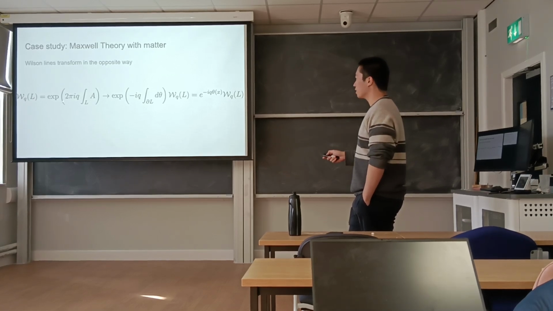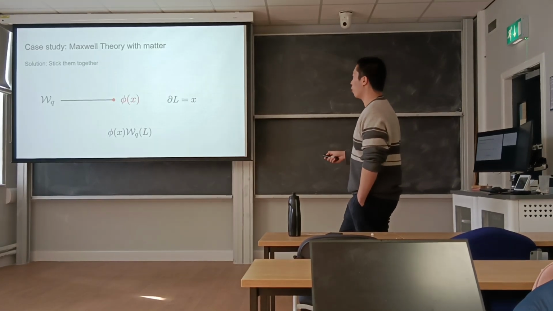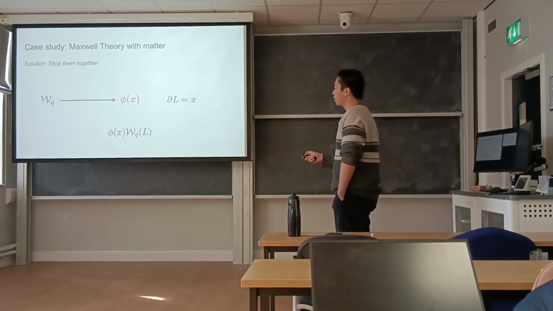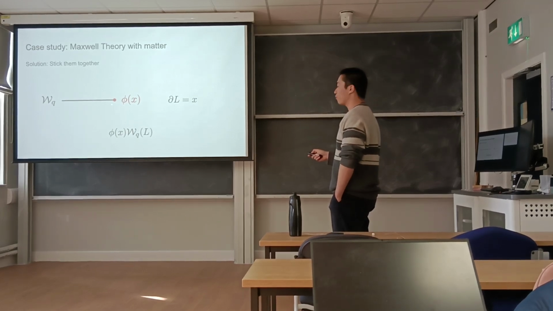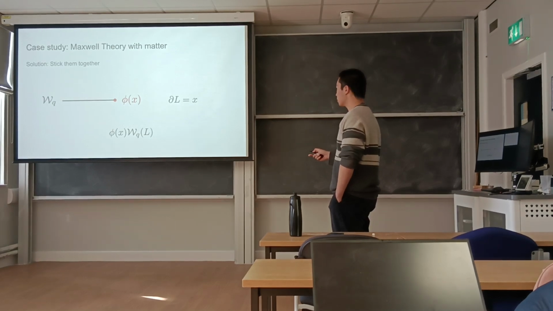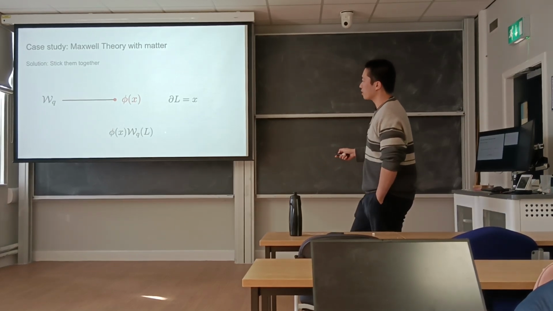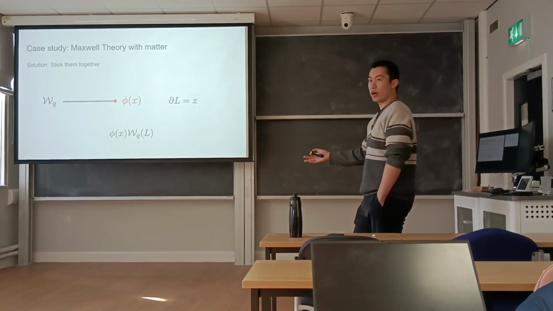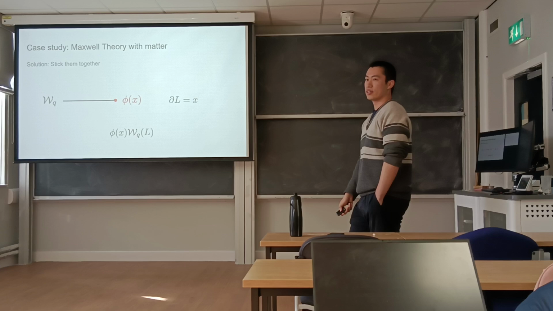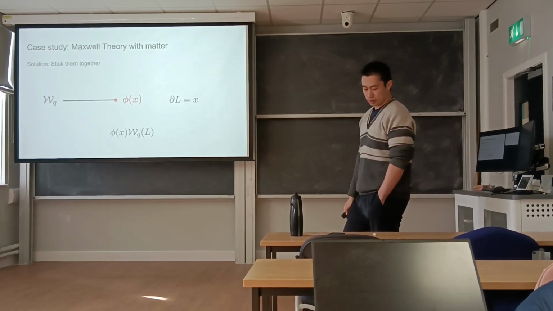So what happens is that Wilson lines appear in this form. If you attach a Wilson line which is half infinite, so it ends on this point x, and you attach this phi to this point, then this object itself is gauge invariant. And so we can see why Wilson lines appear in 3 plus 1 theory.